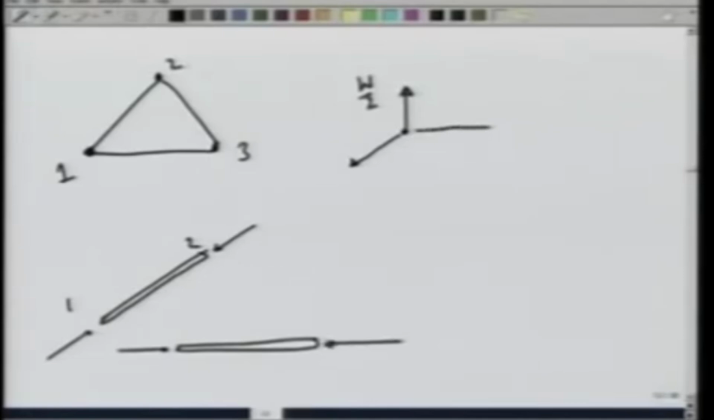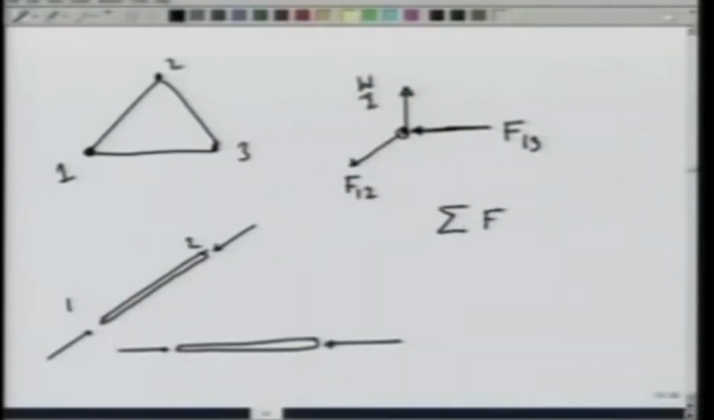The force that will be acting on the pin would be in opposite direction. So, let me call this force F 1, 3, and this is force F 1, 2, and this pin is in equilibrium under these forces. Since the forces are acting at one particular point, I do not have to write the torque equation. The only thing I will write is that summation F x would be equal to 0 and summation F y would also be equal to 0.